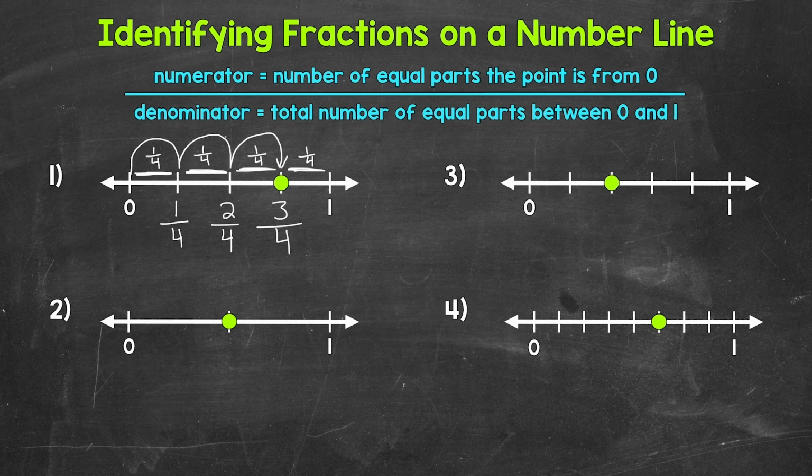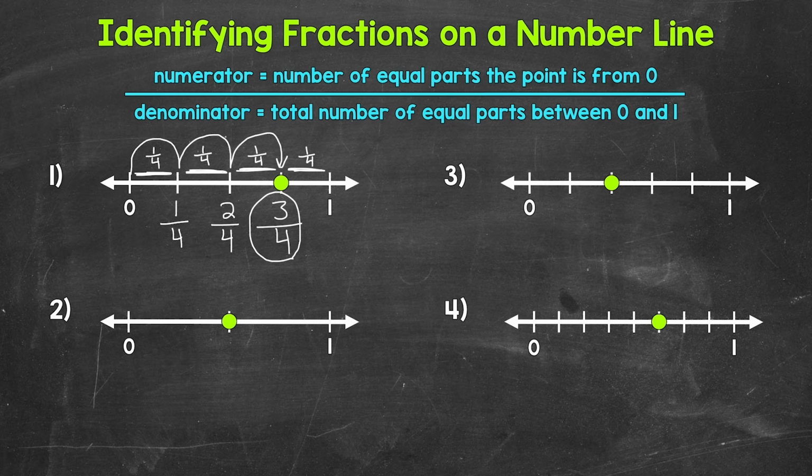Then we have 3/4, which is labeled, and that was our fraction for number 1. So 3 equal parts out of 4, or think 3/4 of the distance from 0 to 1. And then lastly, we have 4/4, 4 out of the 4 equal parts, which is just one whole, that full distance to 1. Let's move on to number 2.